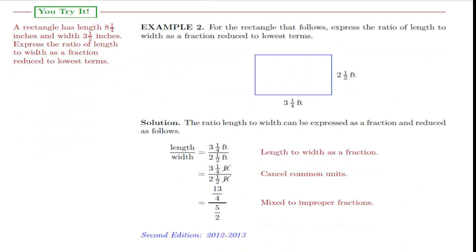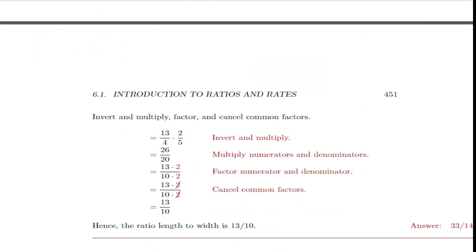Example 2. For the rectangle that follows, express the ratio of length to width as a fraction reduced to lowest terms. Solution. The ratio length to width can be expressed as a fraction and reduced as follows. Place the length over the width, so we get 3 1/4 feet over 2 1/2 feet. We'll cancel the common units of feet, so we're left with 3 1/4 in the numerator, which converts to 13 over 4, and 2 1/2 in the denominator, which converts to 5 over 2. So we're really just dividing two fractions.